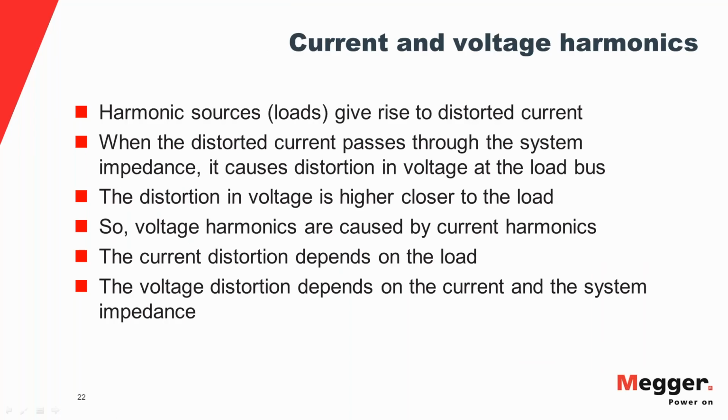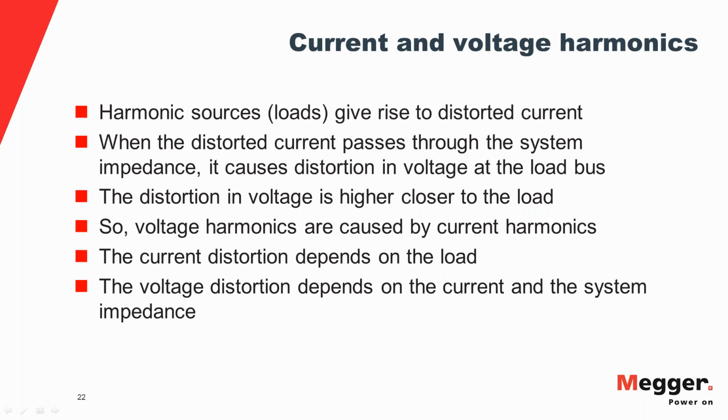Current harmonics are what we saw so far. Whatever current comes out of a non-linear load or is drawn by the load, that's the distorted current with the current harmonics. Now, when that distorted current flows through the system impedance, it gives rise to voltage distortion. So you can say that voltage harmonics are caused by current harmonics.